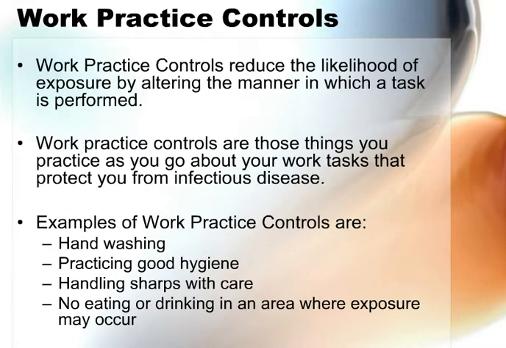Work practice controls. Work practice controls reduce the likelihood of exposure by altering the manner in which a task is performed. Work practice controls are those things you practice as you go about your work tasks that protect you from infectious disease. Examples of work practice controls are hand washing, practicing good hygiene, handling sharps with care, and no eating or drinking in an area where exposure may occur.